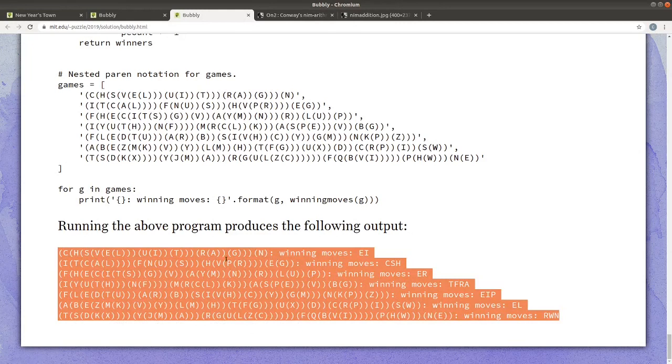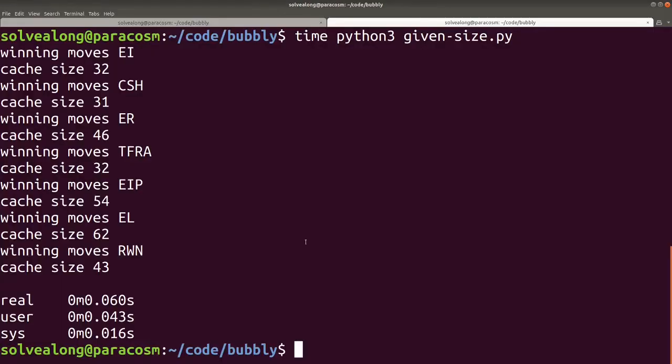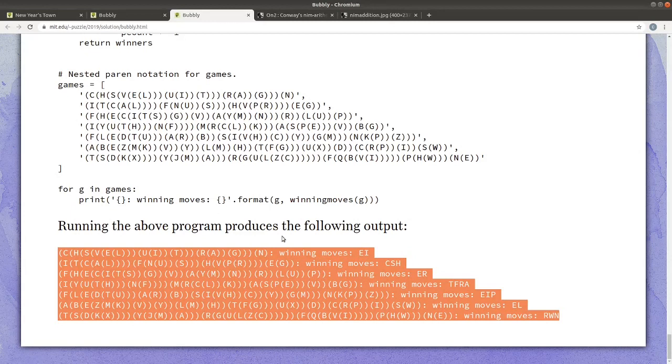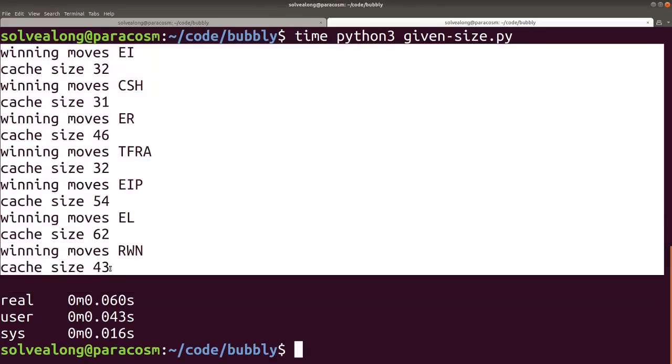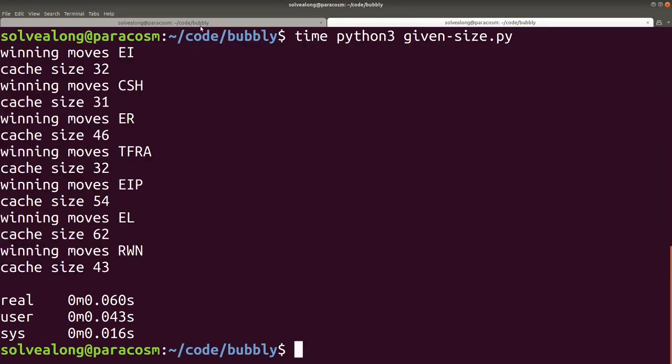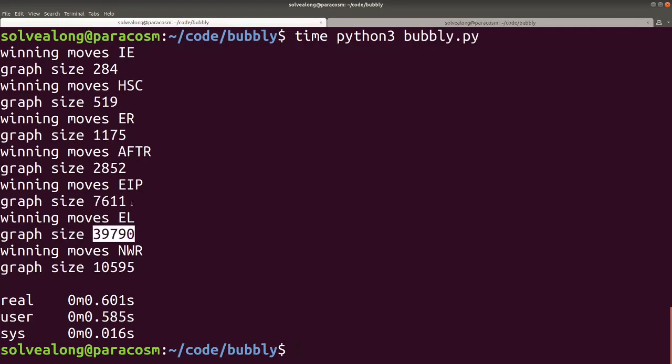The original output from the program looks like this. I modified it because I was curious about how big the graph is that they have to make. Because they're doing a sort of intermediate optimization here, where if there's just one bubble, then they do have to explore the tree, but if there's more than one, then they get a big improvement. So here's all the cache sizes. This is the number of different states they had to compute the nimber for, and the highest is only 62, which is way better than 40,000, which was what my program did.